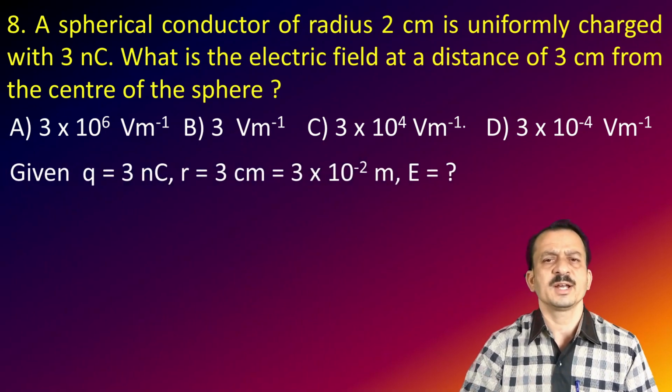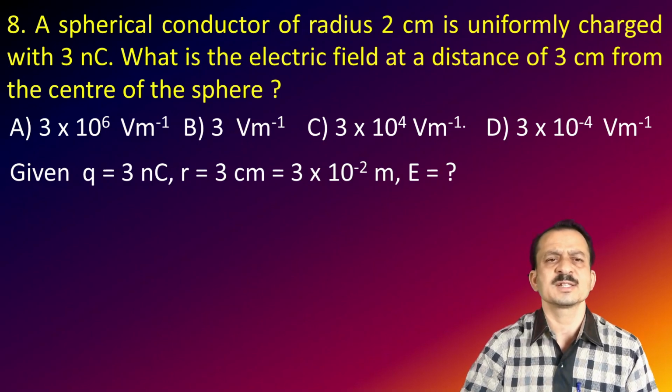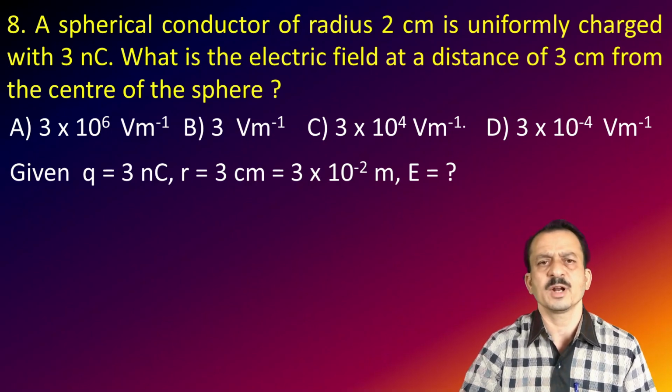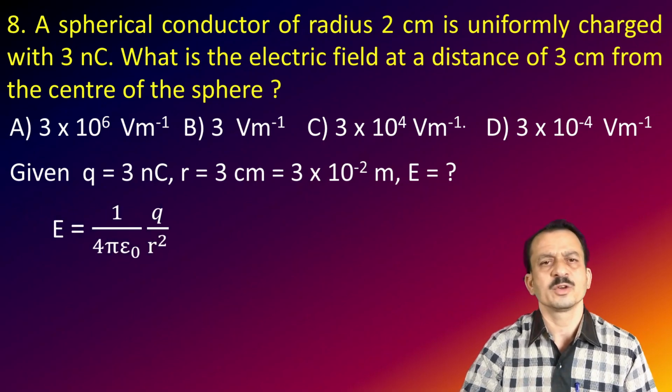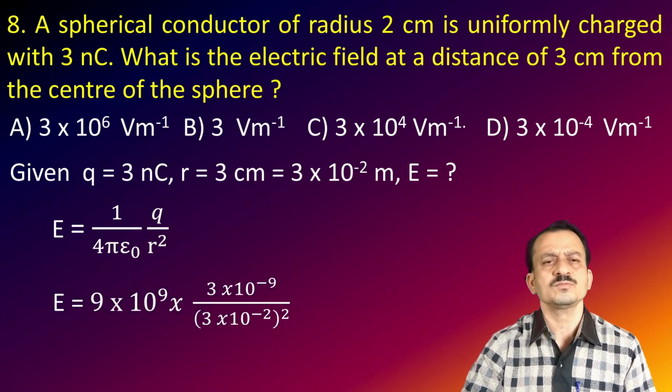A simple problem. Here they have given charge is equal to 3 nanocoulomb. Nano means you should remember 10 to the minus 9. The distance of the point from the center is 3 centimeter. If I write it in terms of meter, it is 3 into 10 to the power of minus 2 meter. We have to find electric field. Simple expression, electric field is equal to 1 divided by 4 pi epsilon naught q by r square. Now substitute the value of 1 divided by 4 pi epsilon naught. It is 9 into 10 to the power of 9. Charge is 3 into 10 to the power of minus 9 divided by 3 into 10 to the power of minus 2 whole square.